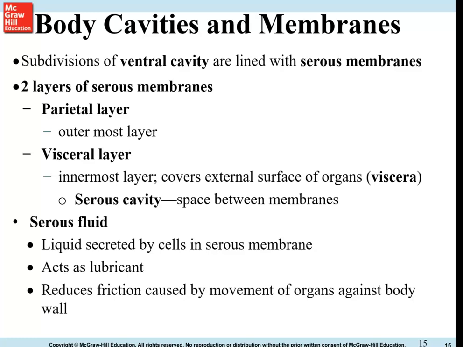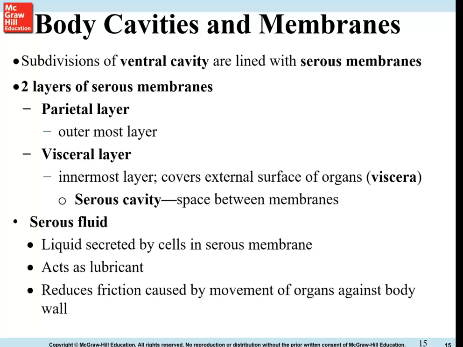So the subdivisions of the ventral cavity, which is what we just talked about, are lined with serous membranes. There's two layers to the serous membranes. There's the parietal layer, which is the outermost layer. It's the layer that covers the body cavity. And then there's the visceral layer, which is the innermost layer, which covers the surface of the organs.